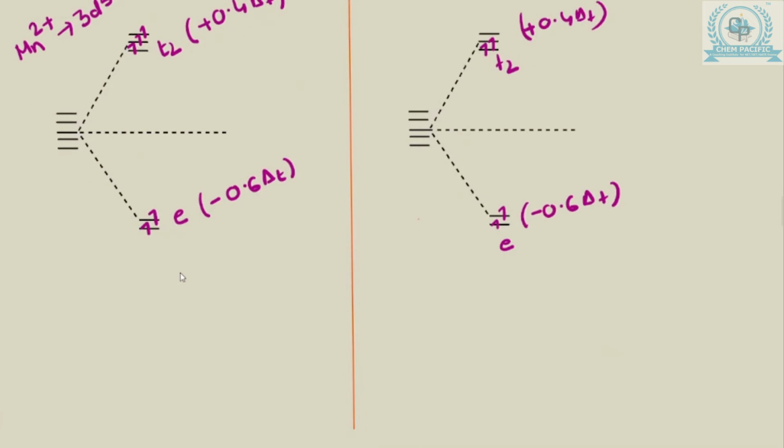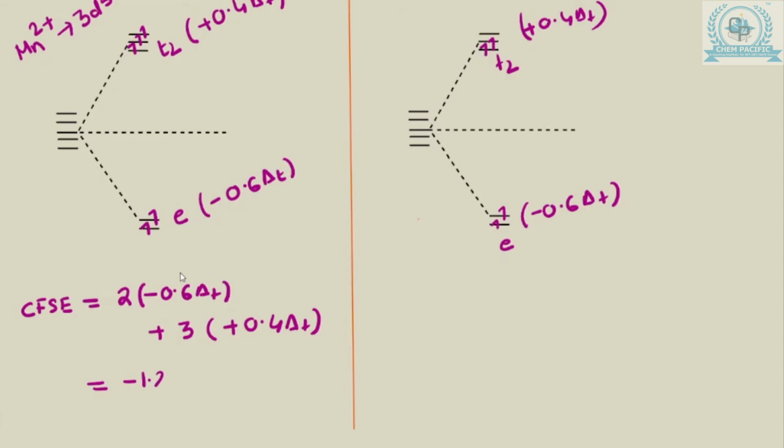Now let's calculate the CFSE. So Eg contains 2 electrons having energy minus 0.6 delta T, and T2 contains 3 electrons having energy of plus 0.4 delta T. So this is equal to minus 1.2 delta T plus 1.2 delta T.